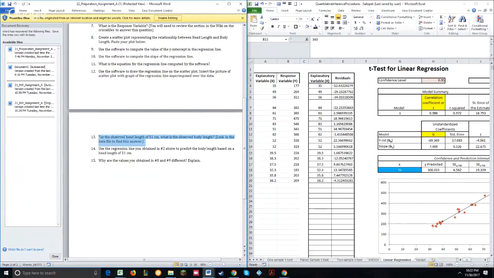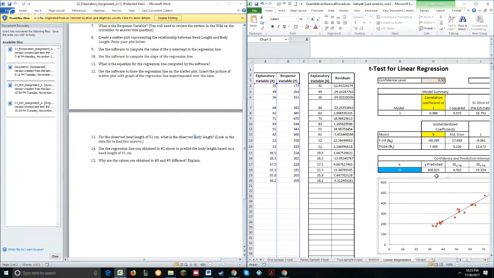So this is where I was a little confused. I think I got it right, but 13: observed head length of 51 centimeters, body length. So basically, you're just matching X and Y. Just look right here, and this is the answer, right? Because that one's 51. So you're basically finding 51 in the head length, which corresponds to 343 in body length. I'm just looking at the data. Yeah, X and Y, that's all you're doing. Okay, that's what I thought. And then for number 14, you said that's where I stick it in here, and I got 308.033.